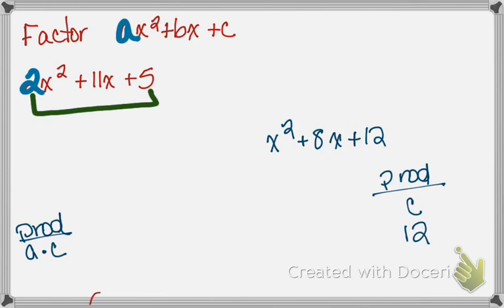Now, what we were doing is we had a 1 in front of the x squared plus 8x plus 12. If I multiplied 1 times 12, or 1 times my C, do I still get my C value? So we were doing the same thing, but because there was a 1 in front of it, we didn't have to worry about that A value. We were multiplying by 1, so it didn't change the value.